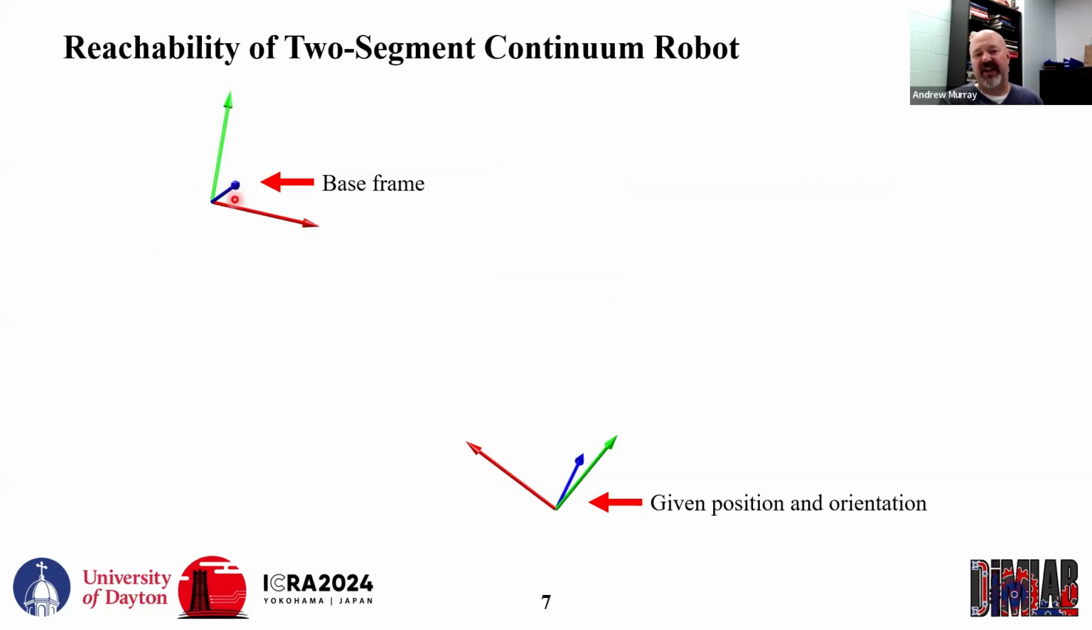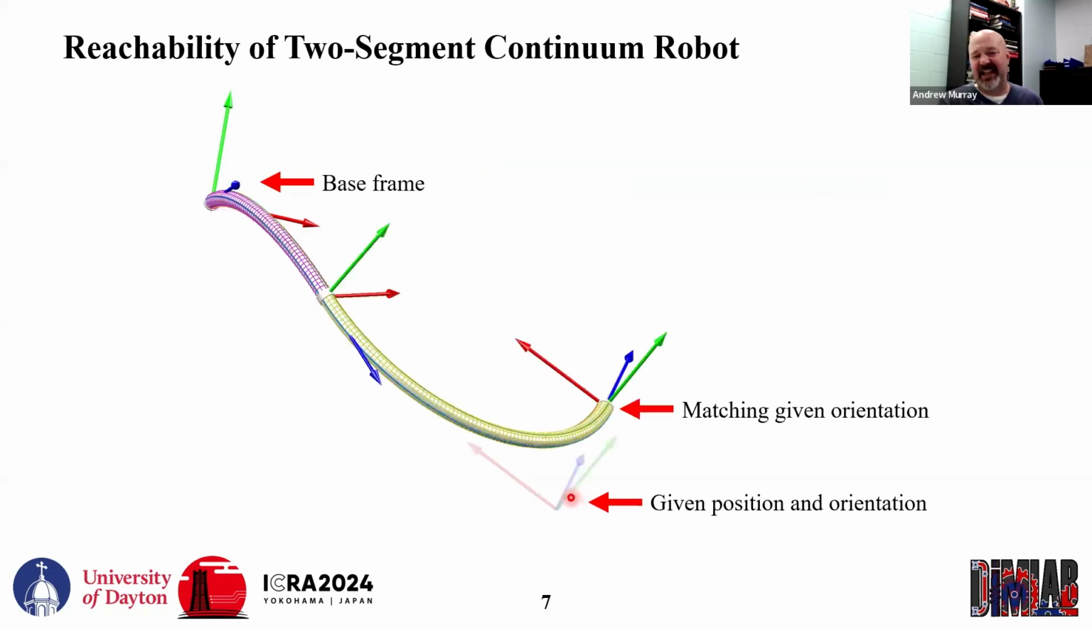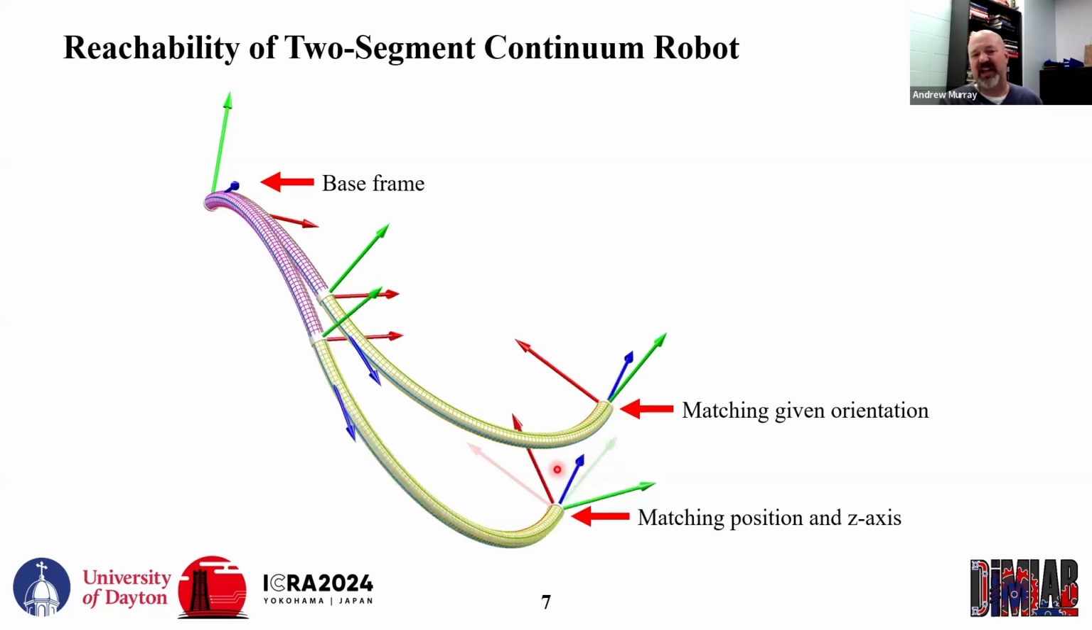All right, so just a quick example. This shows you that if I have an initial base frame and a second frame, I can't necessarily meet it with a 2-segment PCC robot. This matches the orientation, but this is the closest I can come displacement-wise, or I can match the displacement and I can match the Z vector, but then this is the best I can do orientation-wise.